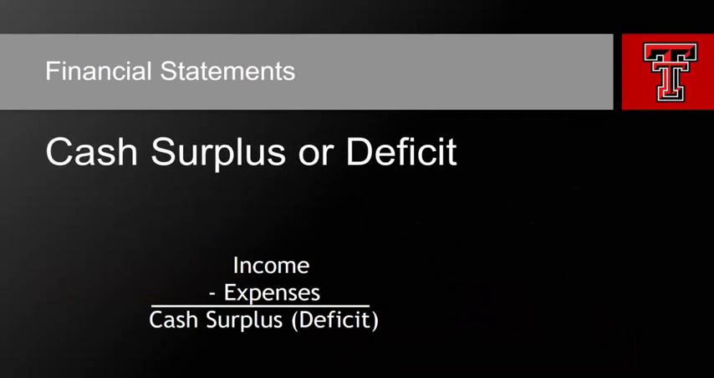Let's look back at our basic income statement. After we subtract our budgeted expenses from our income, we are left with our cash surplus or deficit. What is that? This is how much cash you have at the end of the day. If you made more money than you spent, you will have a surplus. If you spent more than you made, you have a deficit or negative cash flow for the year.